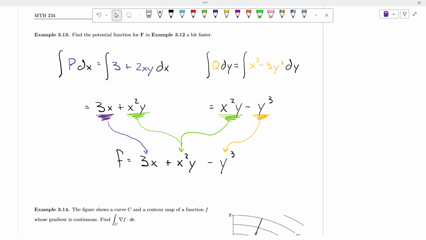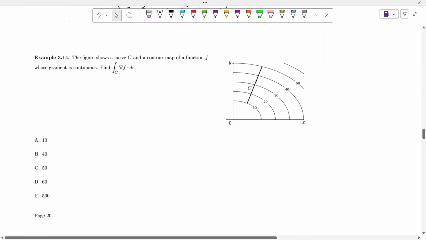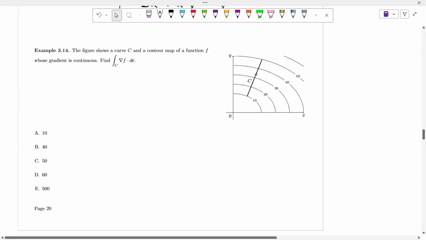And then hopefully I'll still have enough time to cover 2 more bits here in the next 3 minutes. One of these, at least, I think goes pretty quick. Example pi. The figure shows a curve C in a contour map of whatever that function is. I want to find the integral of grad f dot dr.